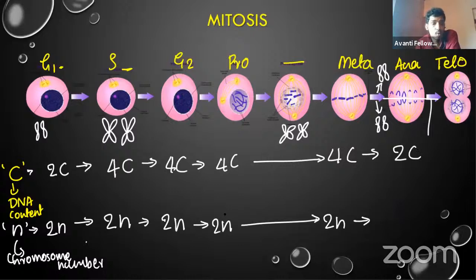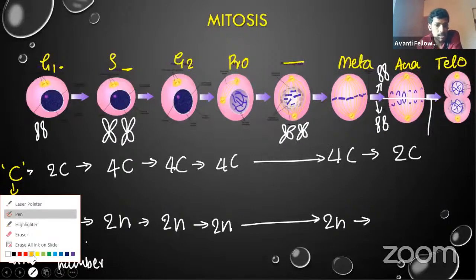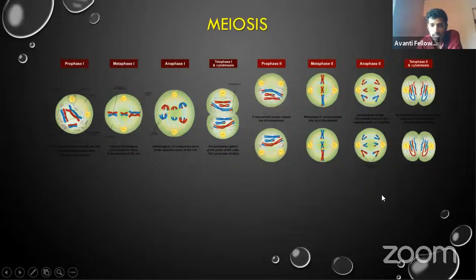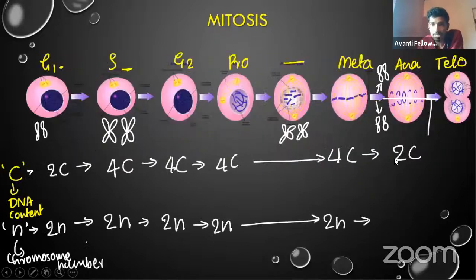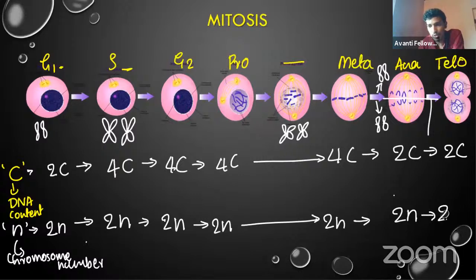And what about the chromosome number then? The chromosome number remains the same, even though the changes happened. You can still find only two chromosomes. It will still be 2N only. So in telophase, no changes happen, 2C and 2N only.